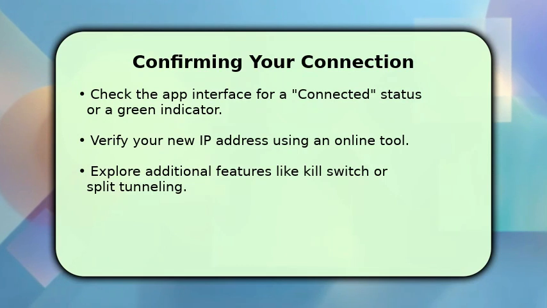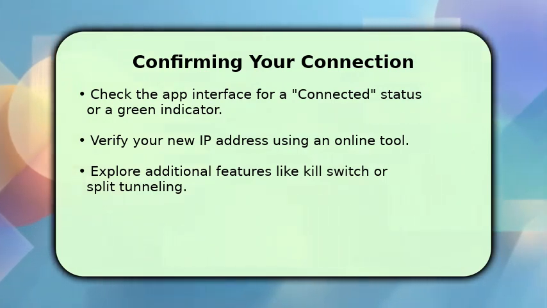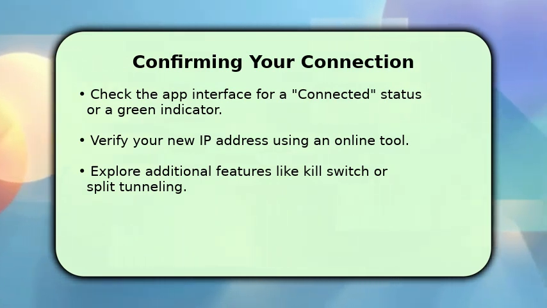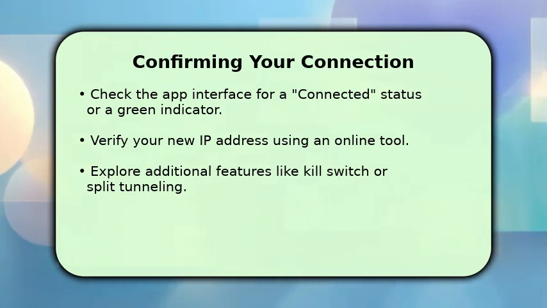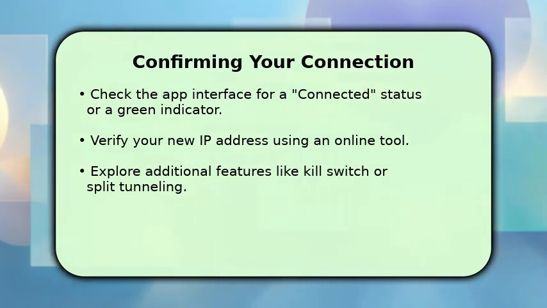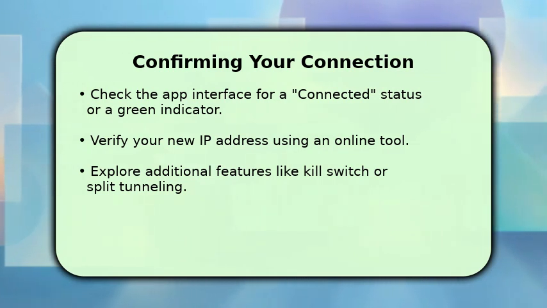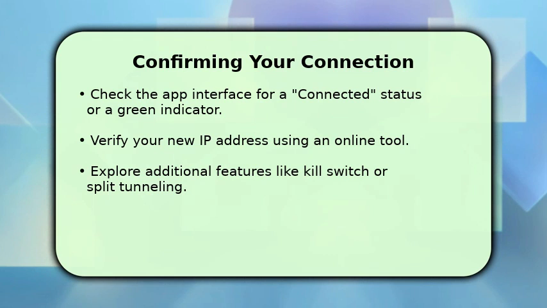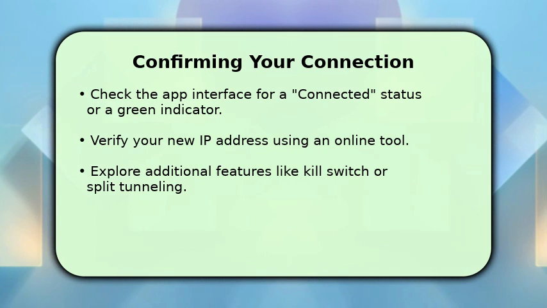Once connected, the Mix VPN app will display a connected status, often with a green indicator. To be absolutely sure, you can use an online tool to verify your new IP address, confirming your privacy. Mix VPN also offers useful features like a kill switch, which protects your data if the VPN drops, and split tunneling, allowing you to choose which apps use the VPN. These features enhance your security and flexibility.